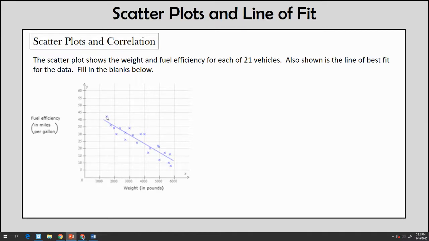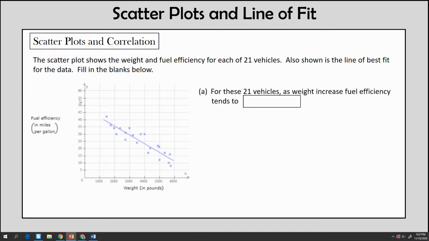So they took some different vehicles. These little x's represent different vehicles that have obviously different weights and different fuel efficiencies. And then what we've done is this blue line is what we call our line of best fit. It's the line that divides the data most evenly. Right now we just need to know that's what it is, and we're going to use it to help us make some predictions.